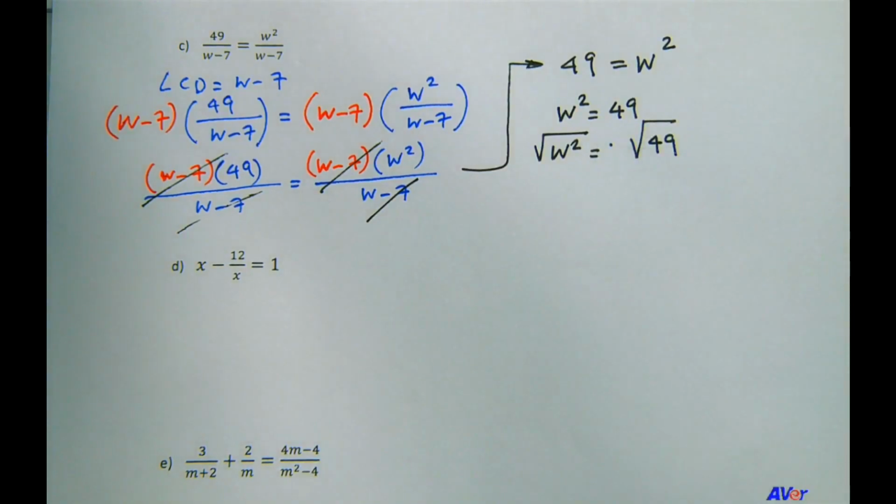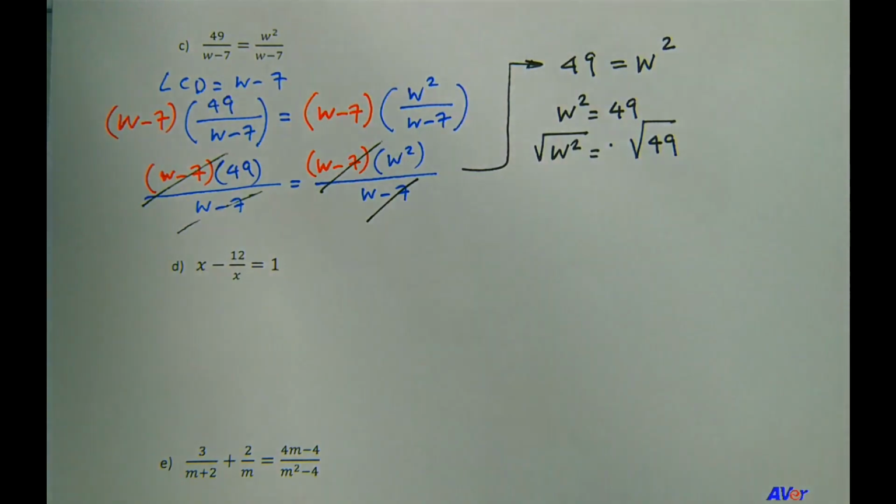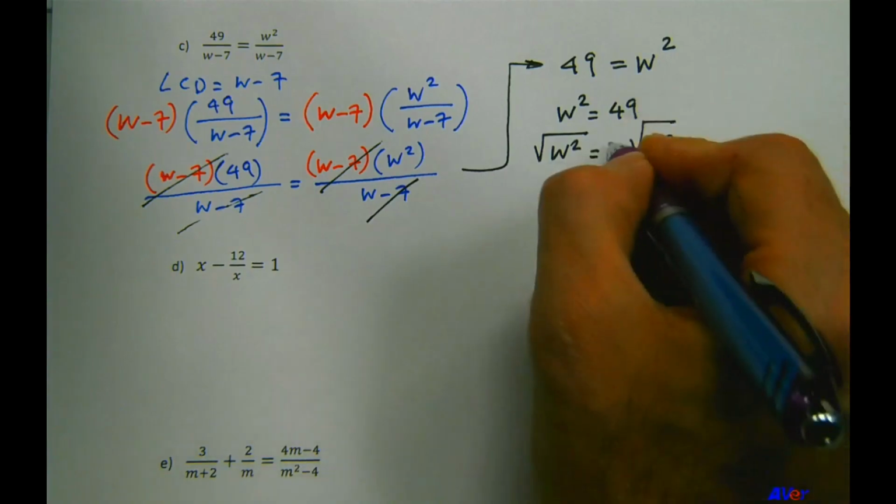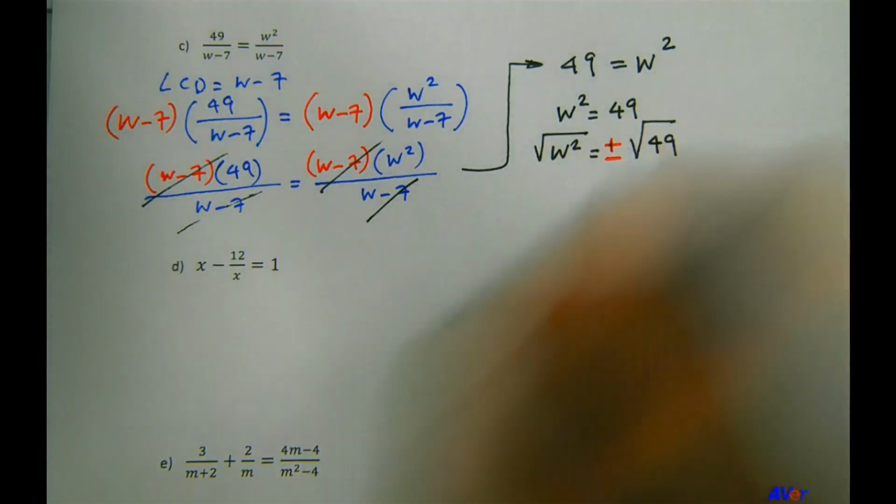So W equals 7, am I correct? Or is there something that is missing? Do you remember what's missing? This answer is not correct, but what's wrong with it? Well, by the square root property, if you remember that, we must have plus or minus.